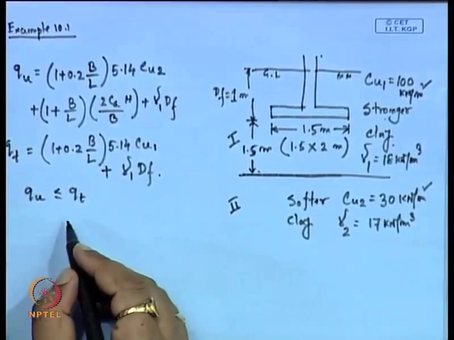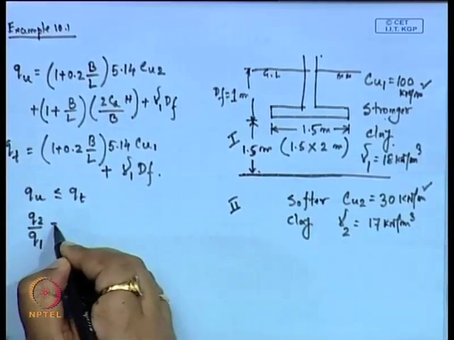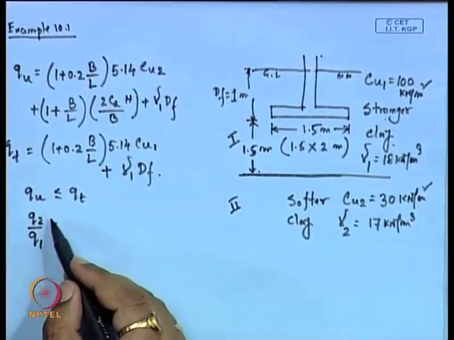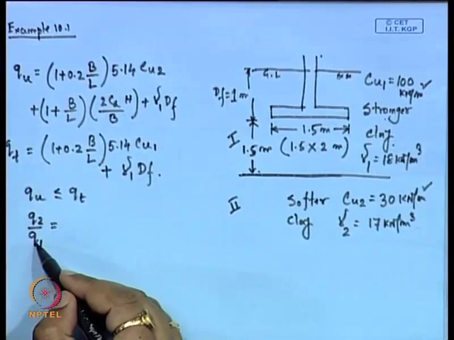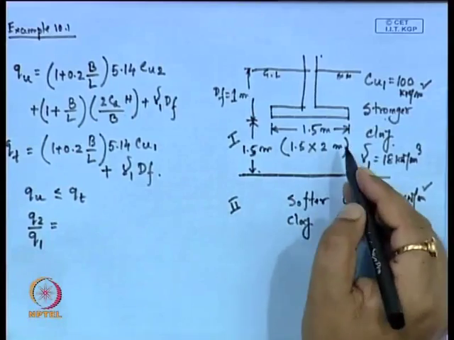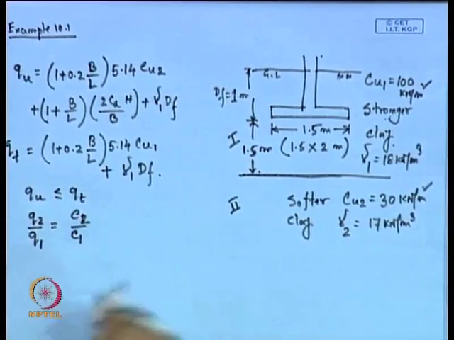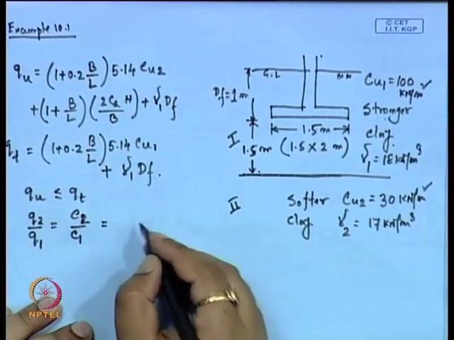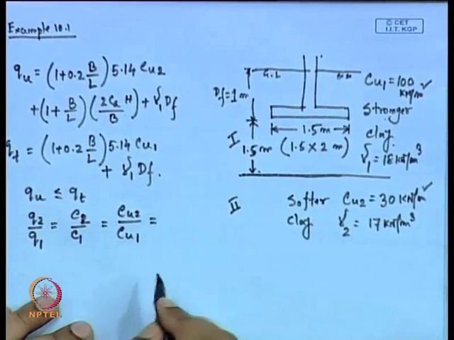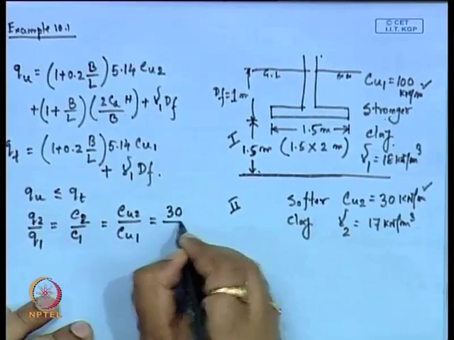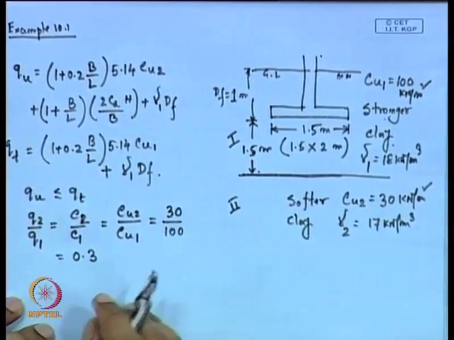So now the calculation part. It is derived that q2 by q1, if the footing is placed on the surface, where this is the bearing capacity of the surface footing in the second layer and this is the bearing capacity of the surface footing in the first layer. Under the condition that both the layers are clay, q2 by q1 is equal to c2 by c1, or we can write Cu2 by Cu1. Here Cu2 is 30 divided by Cu1, which is 100. So this value is equal to 0.3.